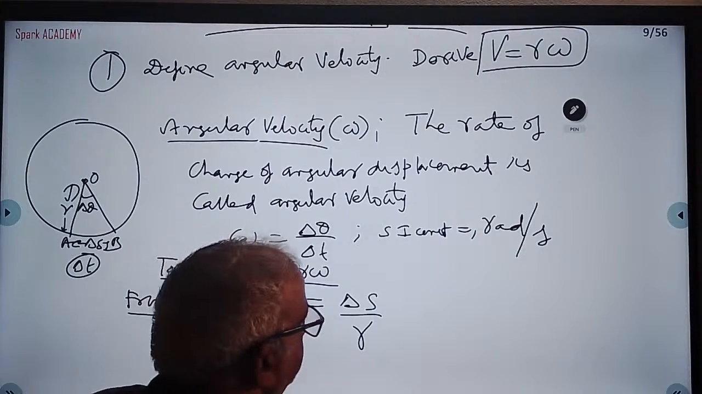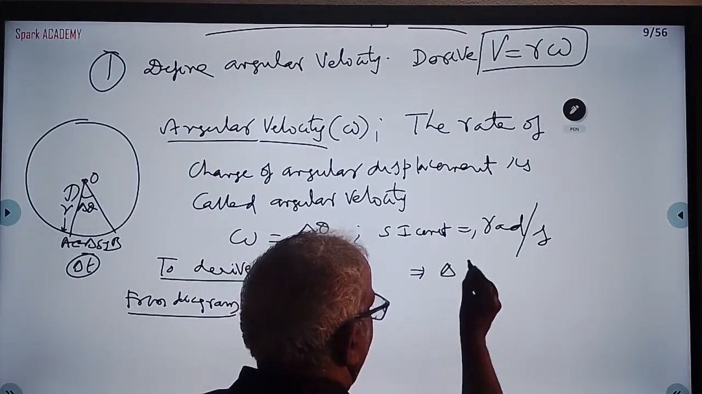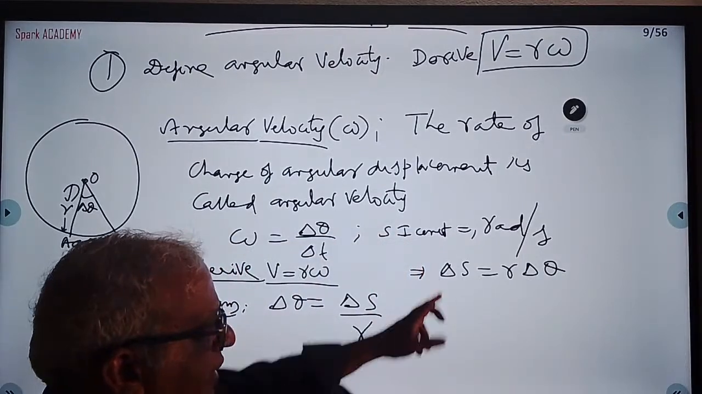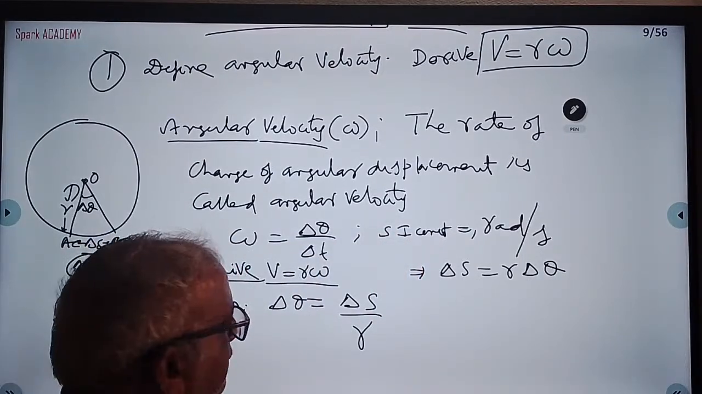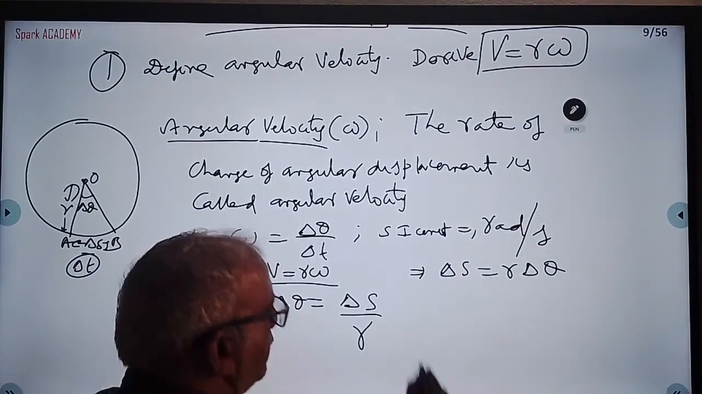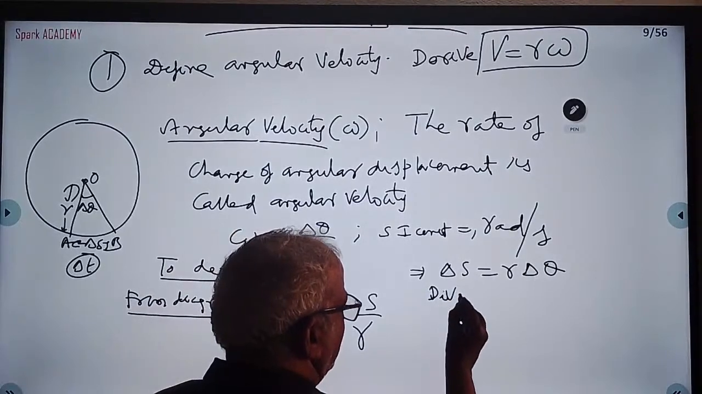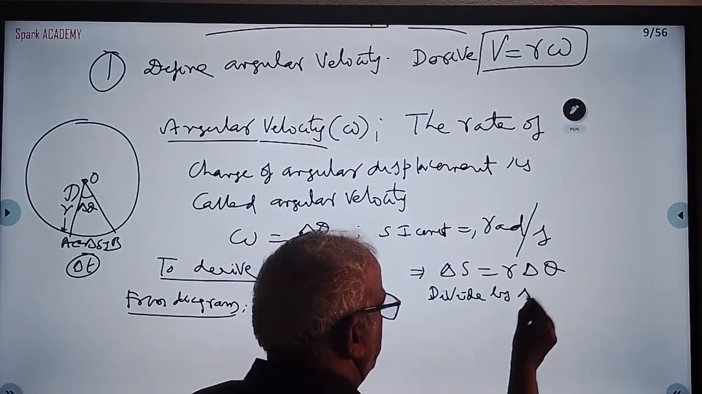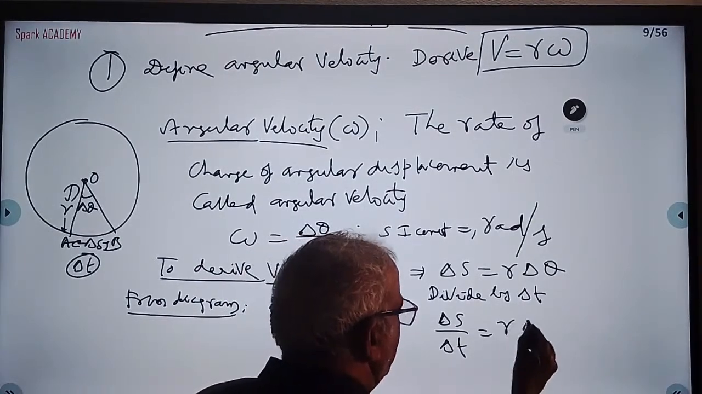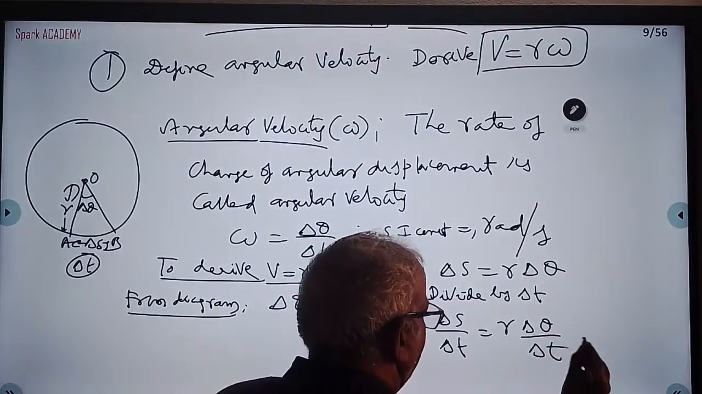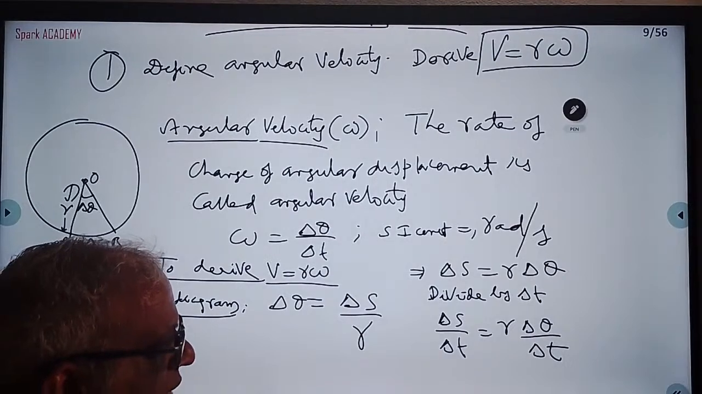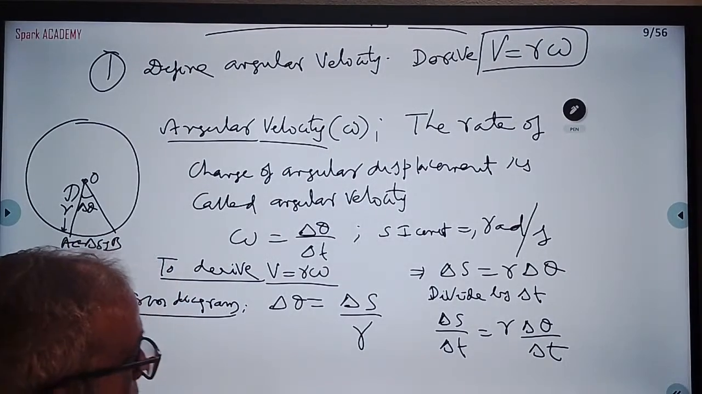So delta S is nothing but R delta theta. Delta S is linear displacement, and delta theta is angular displacement. Divide by delta T on both sides. Delta S by delta T is equal to R into delta theta by delta T.